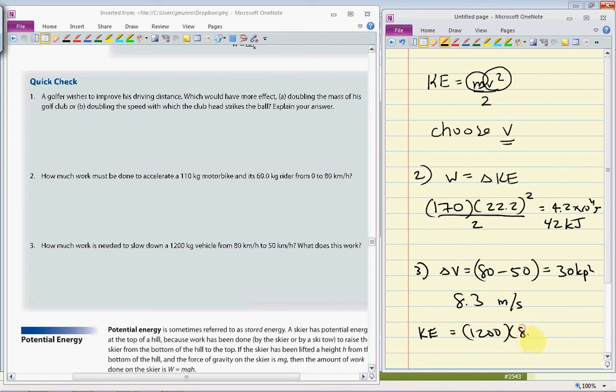And so the kinetic energy, being the change in work, is 1200, the mass, multiplied by the velocity change, 8.3 squared, and divide by 2, you get 4.2 times 10 to the 4 joules.